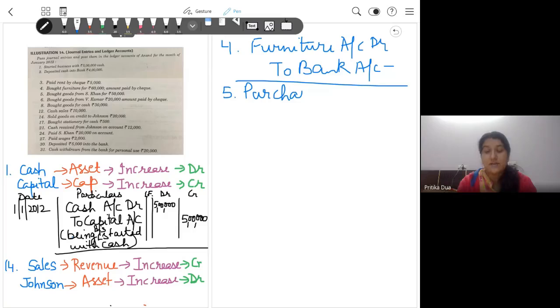So purchases is an expense. Expenses when increase are debited. No cash payment has been made, so you have a creditor. Creditor is a liability. Liabilities when increase are credited. Okay. And again, yes, Suraj, otherwise purchases will be a nominal account as per the traditional classification.